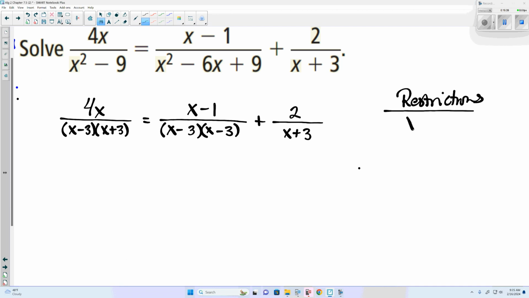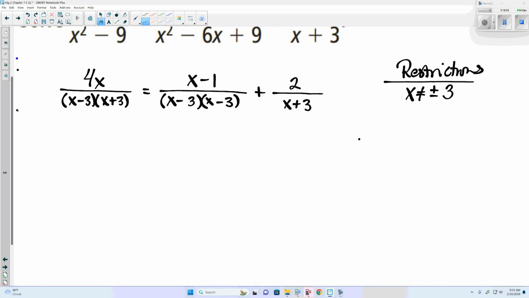Restrictions. X cannot be plus or minus 3. I kind of just jumped to that mainly because I think we can see that in B. We did that not a few minutes ago. We did that on the last one too. Because at this point, we're setting the denominators equal to 0 and seeing what value of x will make them be 0. Questions on any of this here?